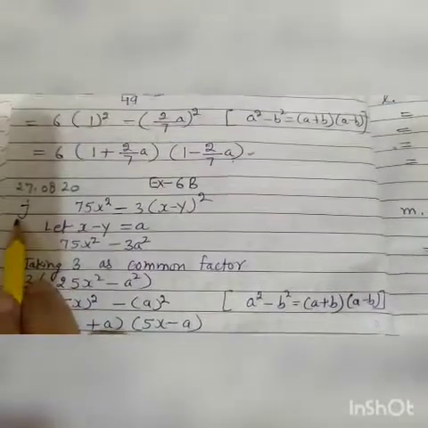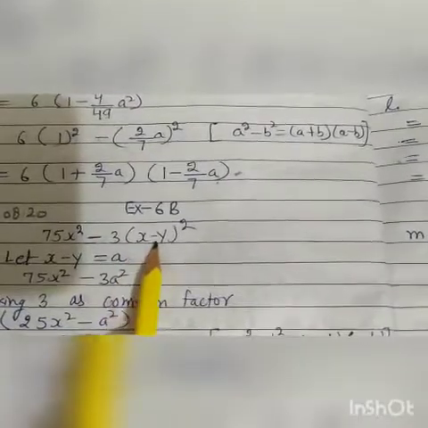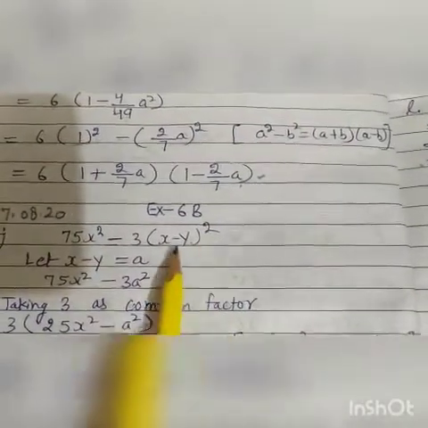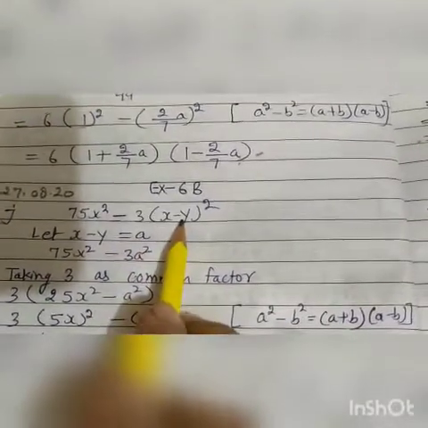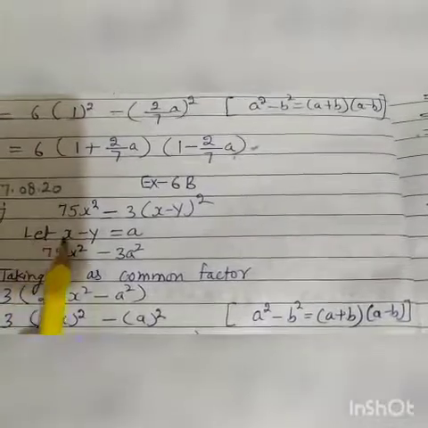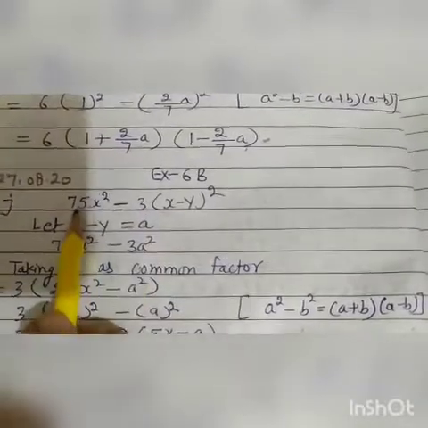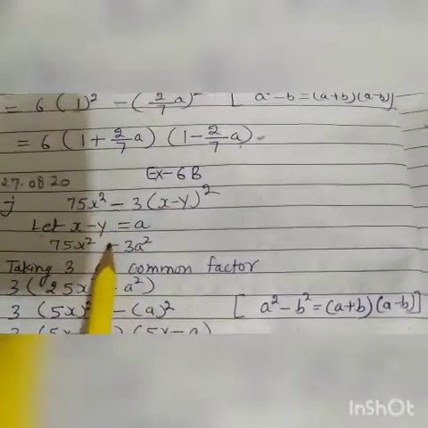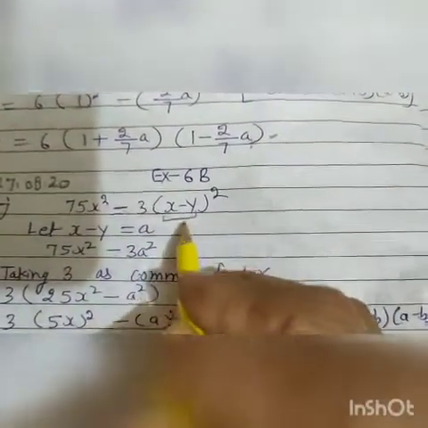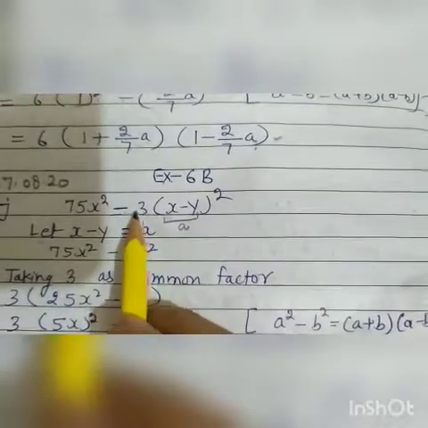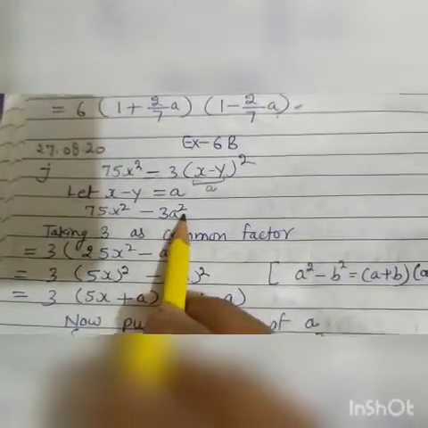J part. From J part, 75x square minus 3 into x minus y whole square. See, this x minus y, let x minus y is equal to a. Then this expression will become 75x square minus 3a square. We have taken this x minus y just as a, so it will become 3a square.